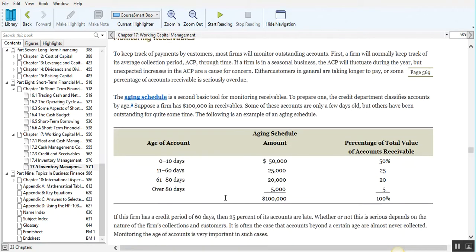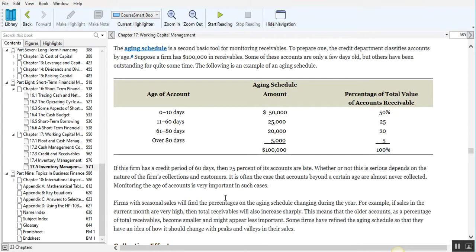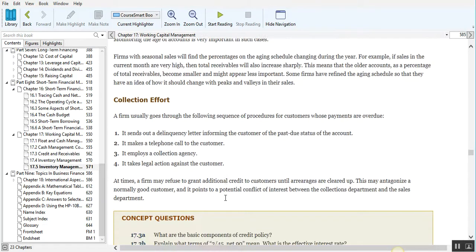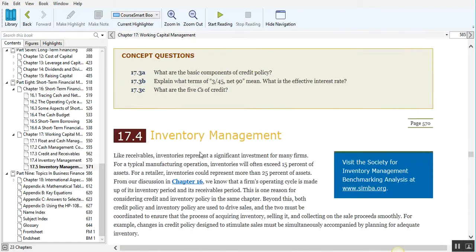Okay, we really want to talk about monitoring receivables. Typically, a business is going to have an aging process for its receivables. You're going to look at how much you have in receivables at different points in time, at different ages of the accounts, and then you're going to basically set a collection policy and collection effort where you go through a series of steps. You basically use letters, telephone calls, maybe employ a collection agency, and then finally, if nothing happens, you may go into legal action against the customer.